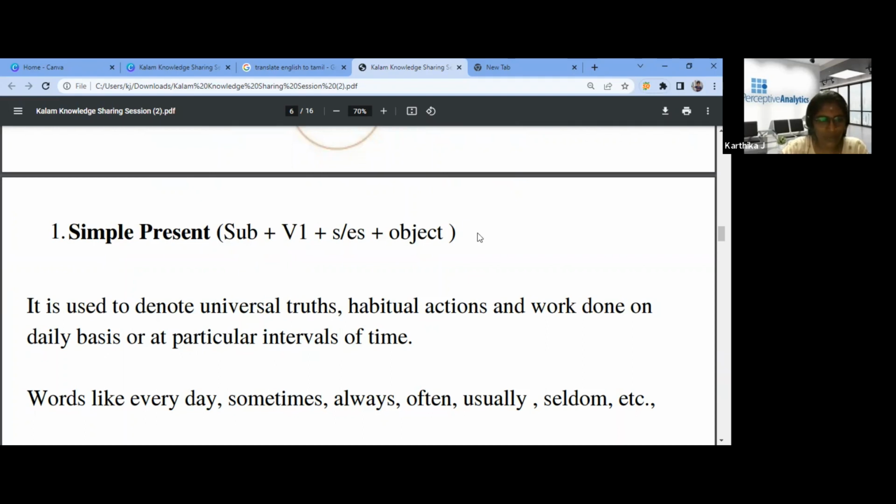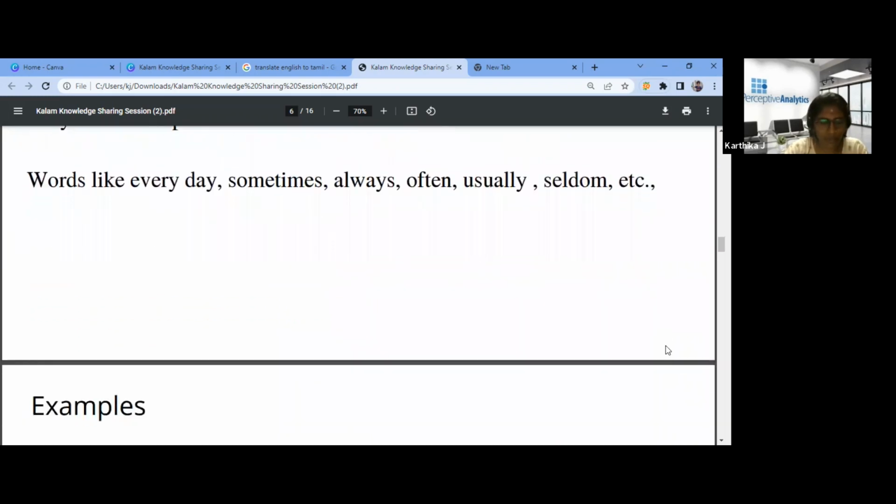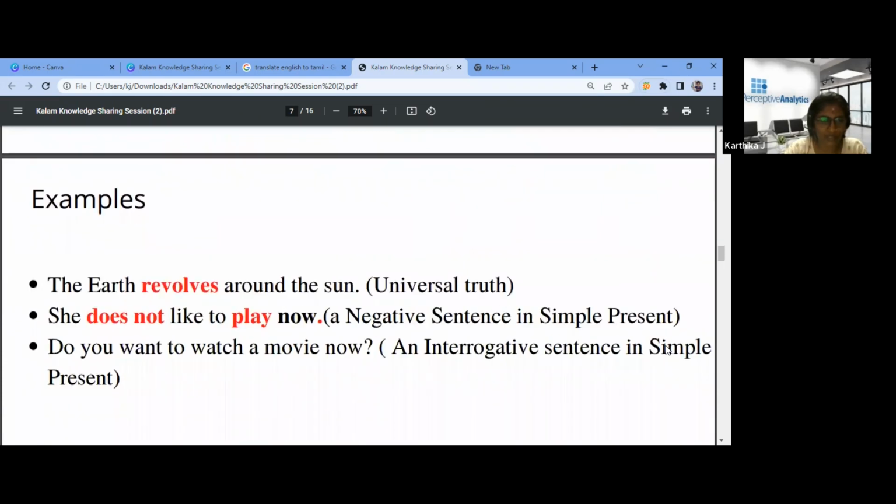Usually, the simple present tense is used to denote universal truth, habitual actions, or work done on a daily basis or at a particular interval of time. There are some words we can use to easily identify the simple present: every day, sometimes, always, often, usually, seldom. We can see some examples of simple present. The first one is: the earth revolves around the sun. This is a universal truth, so we call it a simple present tense.